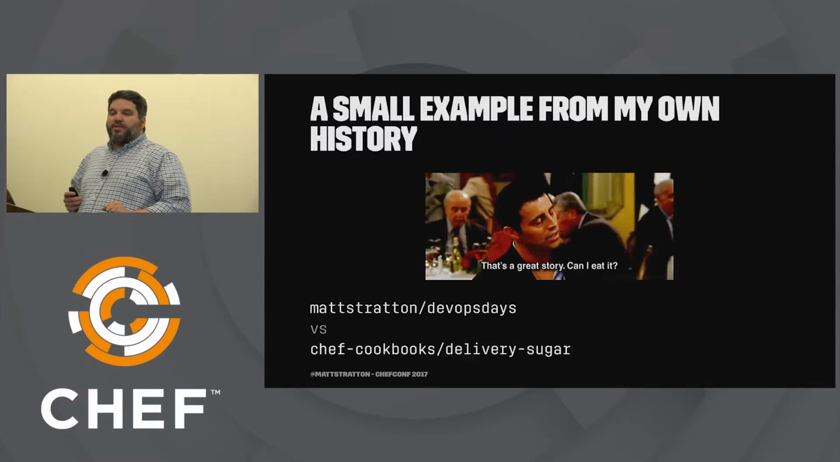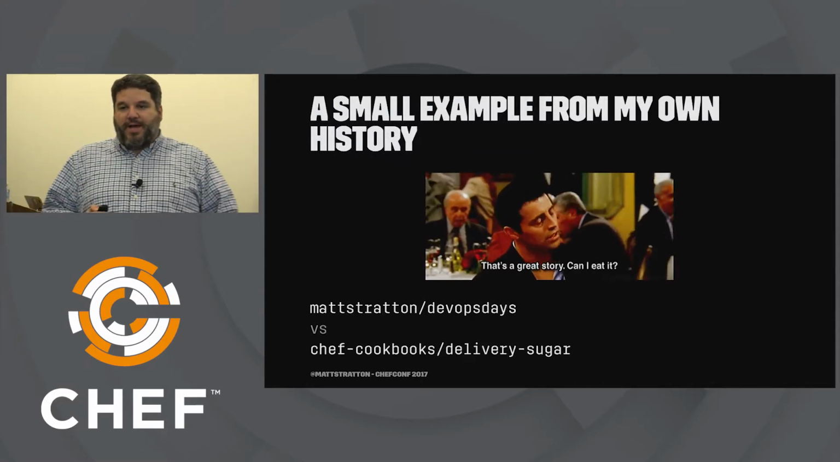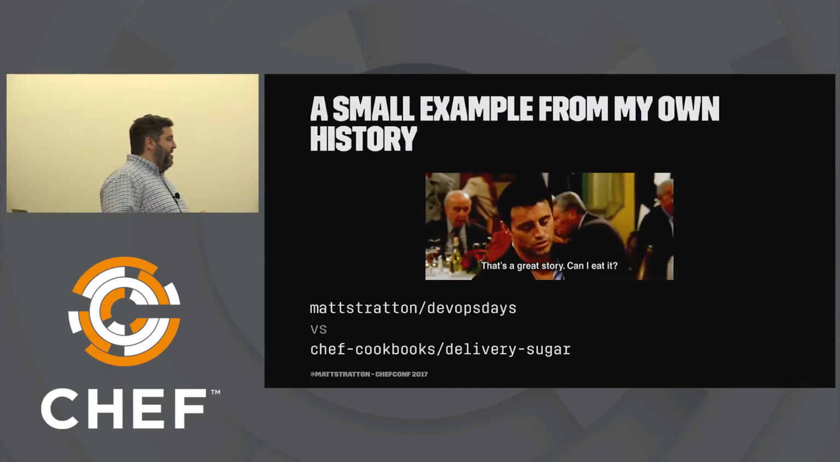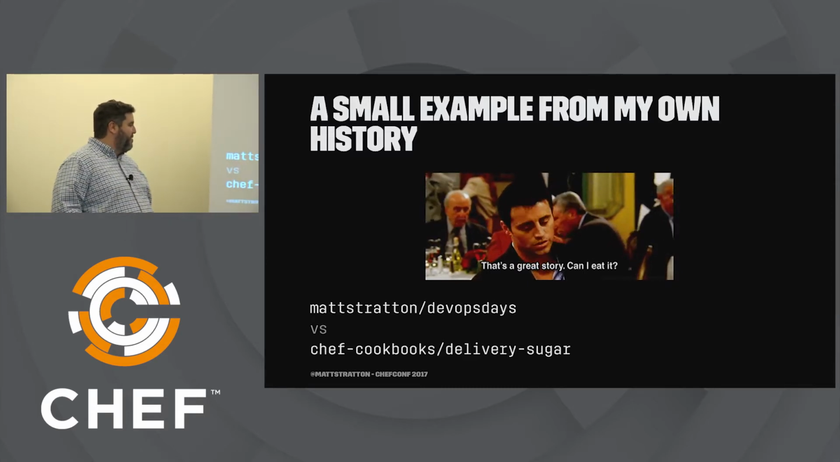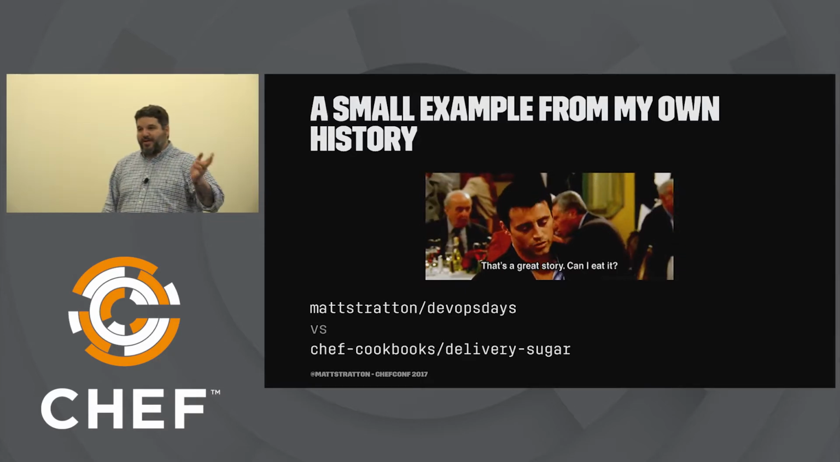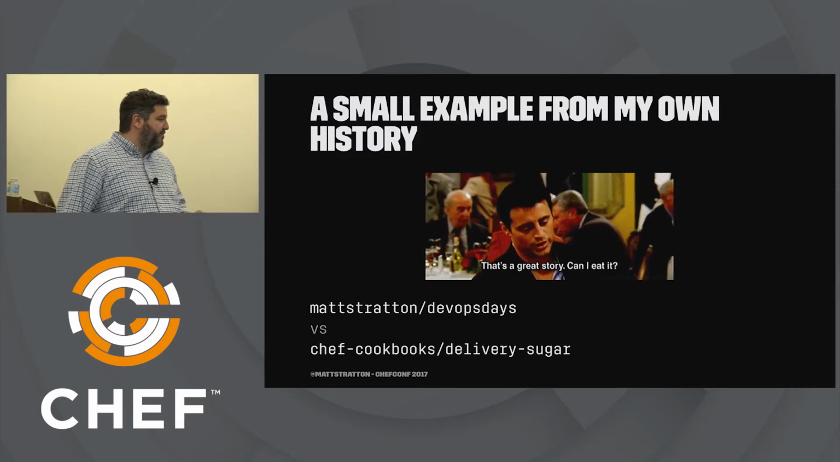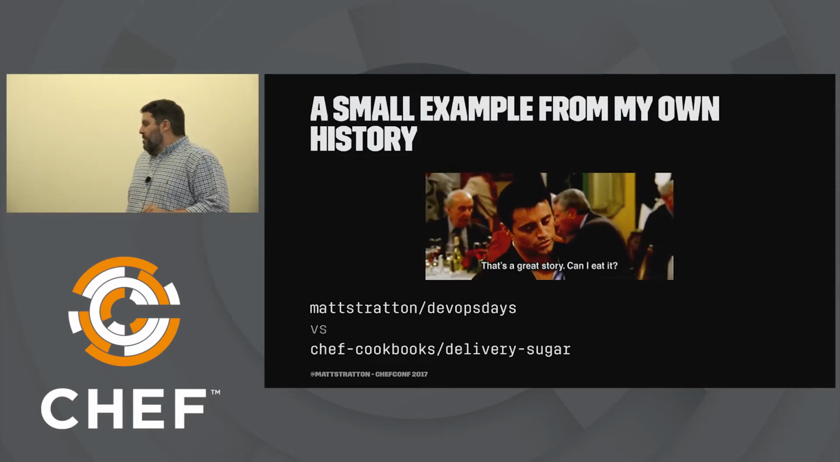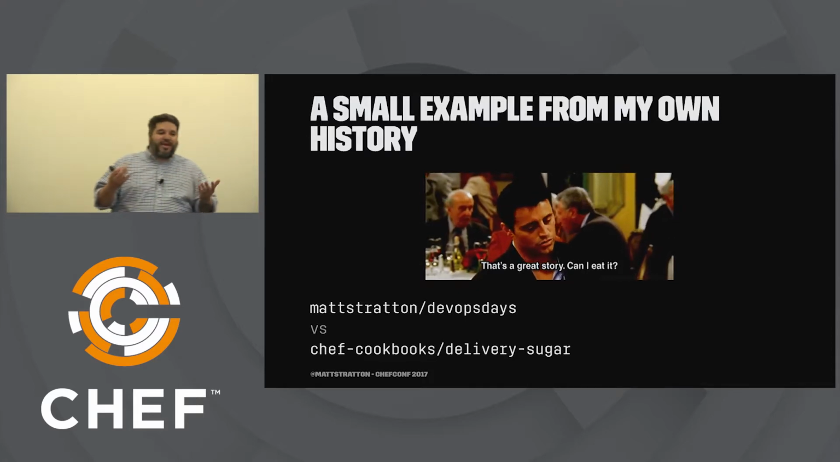So I'm going to give you a small example from my own history about why you contribute rather than start fresh. These are two different GitHub repos. This one is under my own for a command line application I was writing called DevOps Days. And then the other is the Delivery Sugar Cookbook that's used by Chef Automate. That's not confusing at all, by the way. So here is the thing.